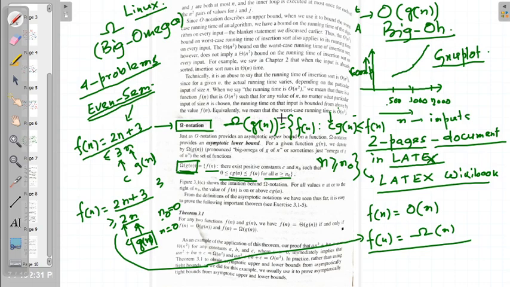It is a similar definition to big O, but the main difference is that in big O it was f(n) less than or equal to c of g(n), but here f(n) is greater than or equal to c of g(n). So this is the definition, and we have seen the example as well of how to do this.